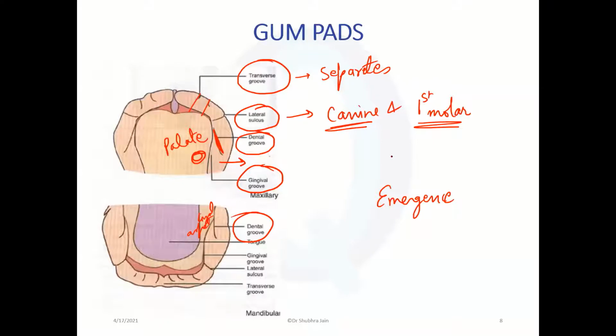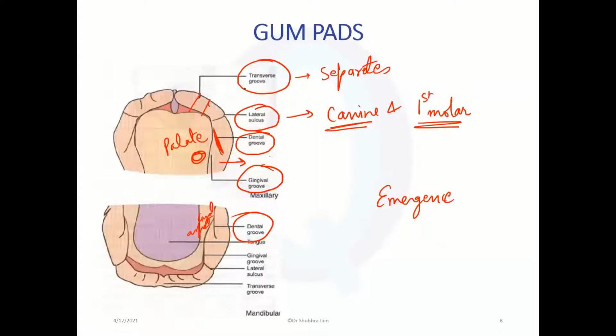So these groups are clear, I guess. Next is how does the gum pads of... Okay, so you're asking me what is the dental groove and what is the gingival groove. Gingival groove separates the gum pads from the palate and the lingual mucosa. Okay, so here is the gingival groove.